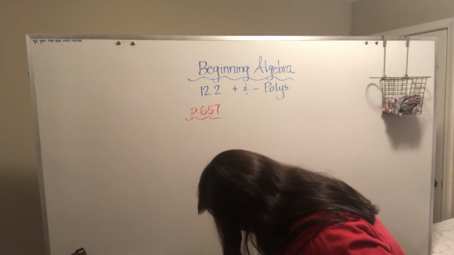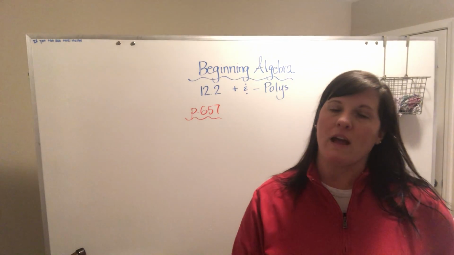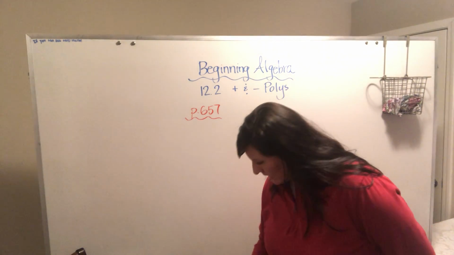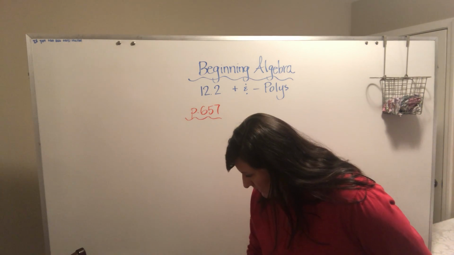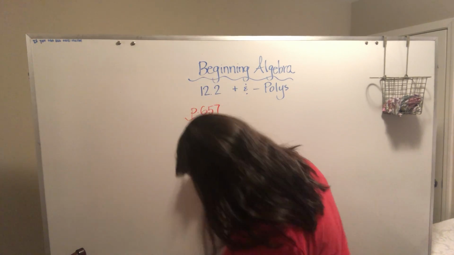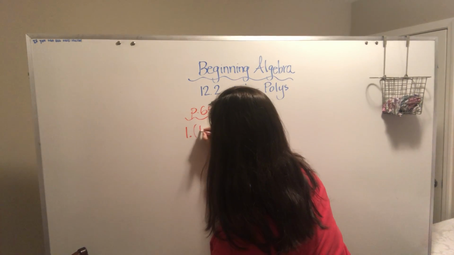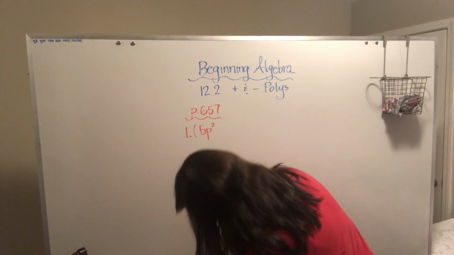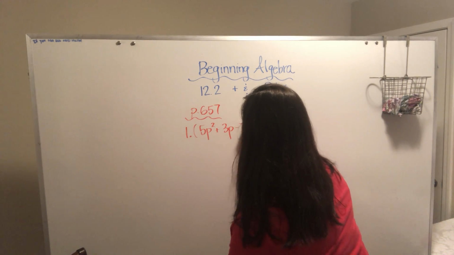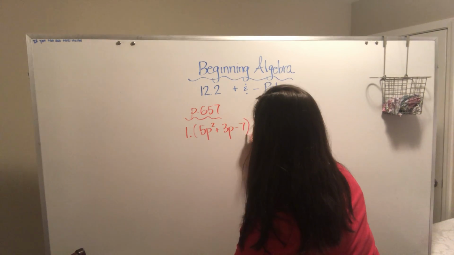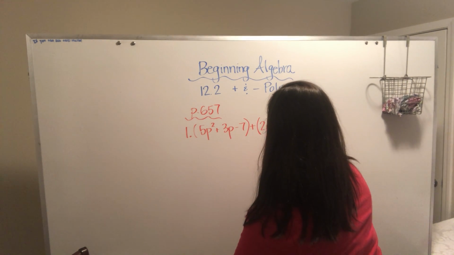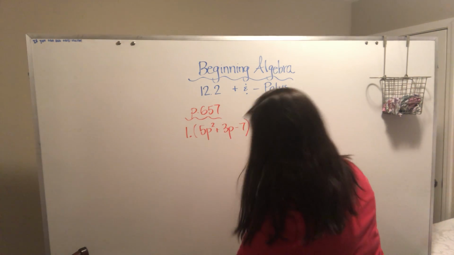We are combining. And in your book it goes through vertical format or horizontal. I'm just going to work through some problems and show you what that looks like both of the ways. And then I'm going to let you practice. So let's look at checkpoint page 57, number 1, where it says 5p squared plus 3p minus 7, parentheses, plus 2p squared minus 8p plus 4.